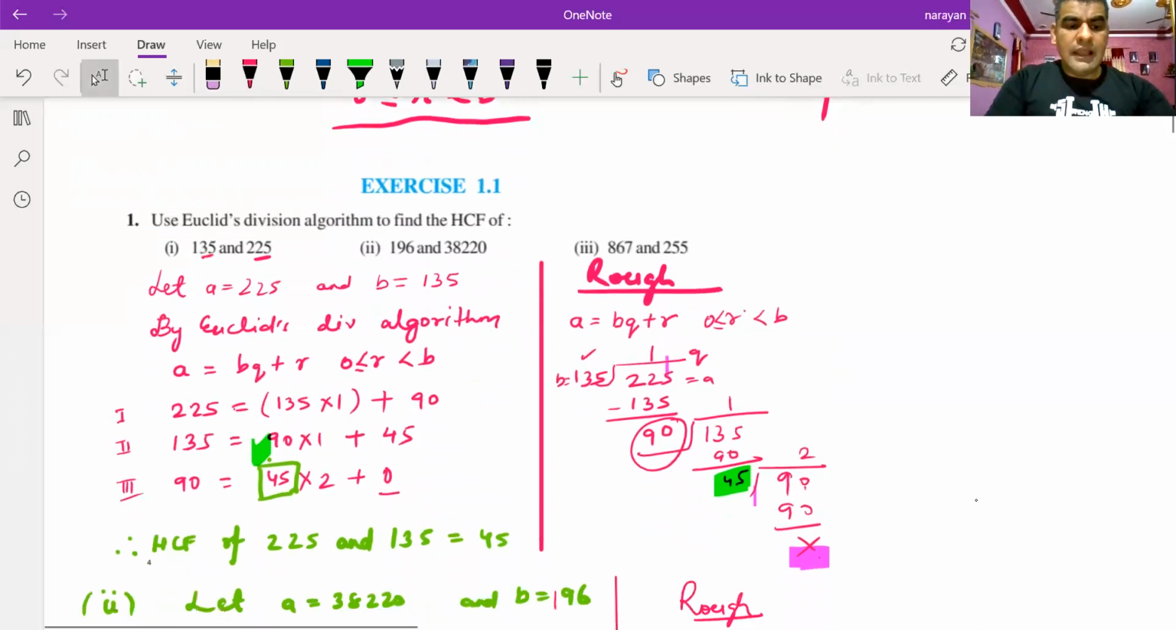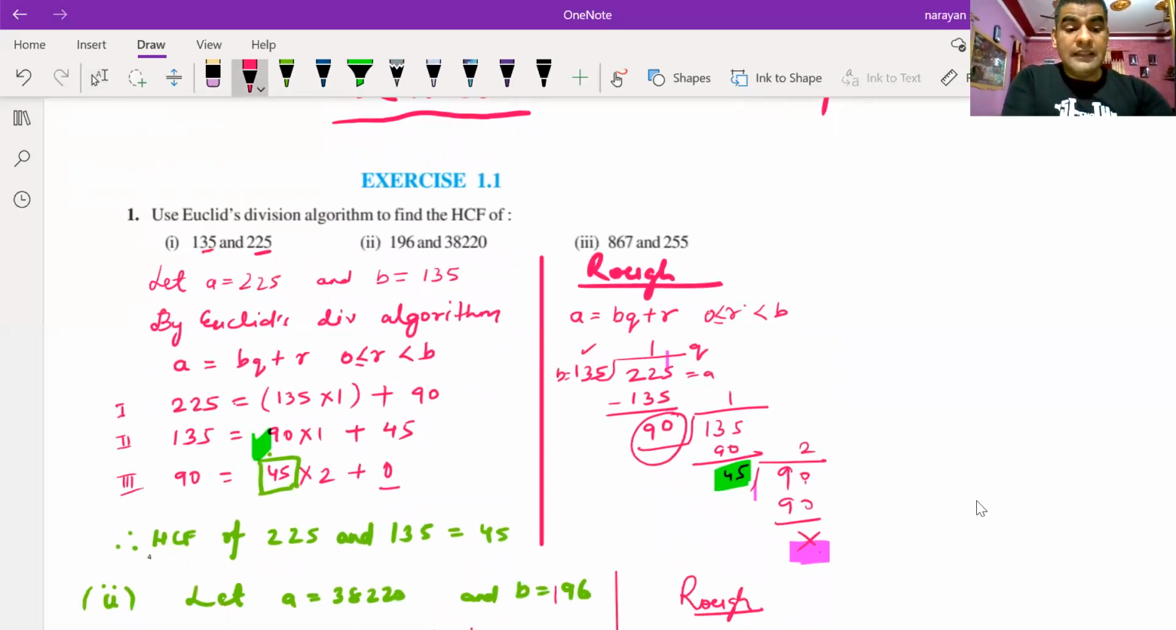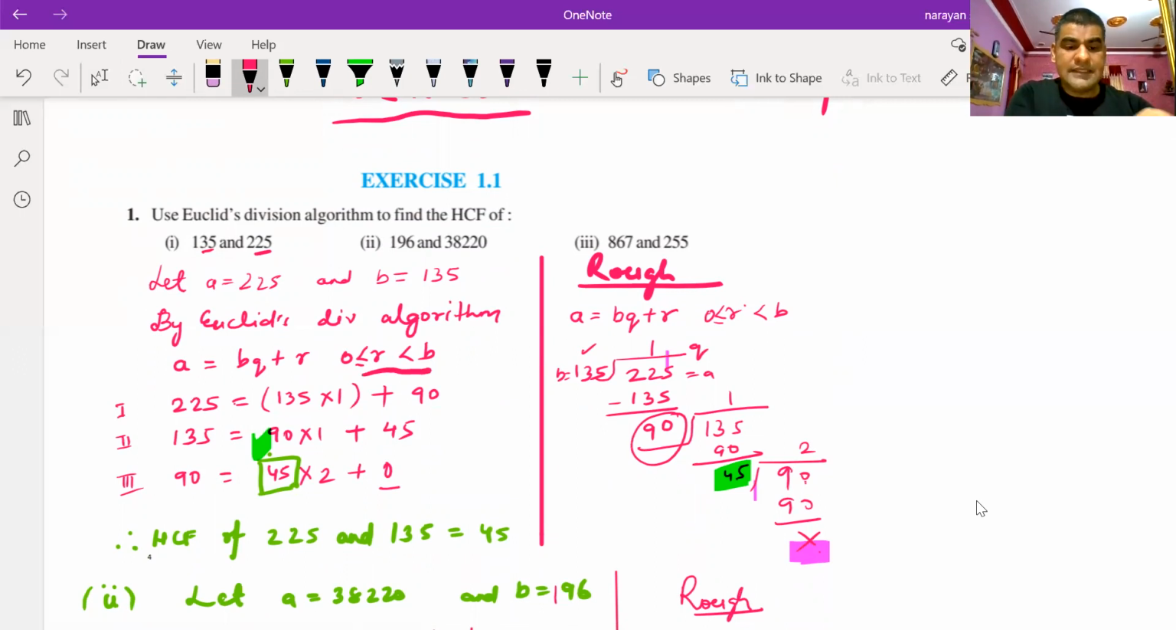Then by Euclid's division algorithm, we can write that a = bq + r, and the range of r is that r is greater than or equal to 0 and less than b. You can see that we have written Euclid's division lemma over here. We'll continue doing this to find the HCF of two numbers. As I said before, we'll take the first number as a and the second number as b.